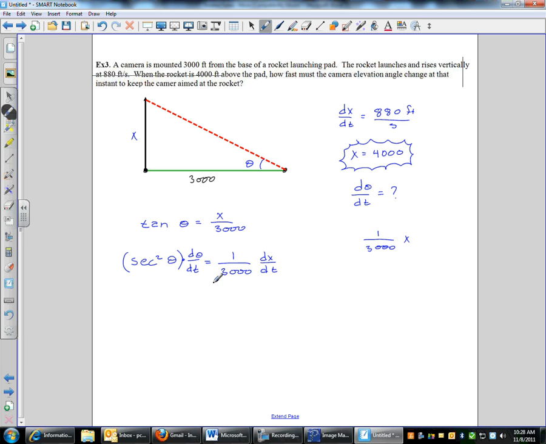We have secant squared theta. I'm actually going to change that to secant theta squared. Is that okay? It's the same thing. I just want to write it like this. D theta dt is what we're solving for, is equal to 1 over 3,000. Do we know what dx dt is? That's 880. We do need to solve for d theta dt. The problem is we need to do something with this secant of theta. And we cannot use a calculator.